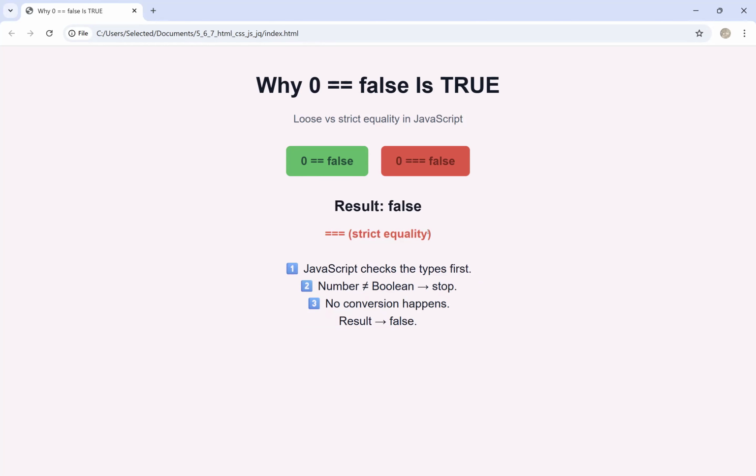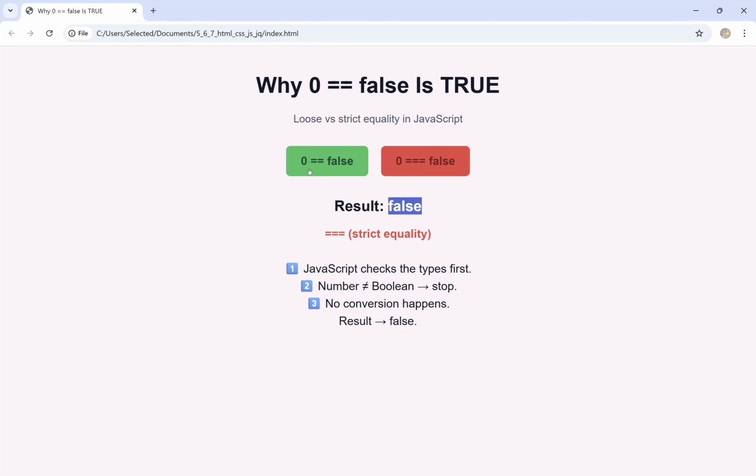However, with strict equality, which is the triple equal sign, we get false for that same 0 and false value. That's because JavaScript checks the data types first, and then it sees that 0 is actually a number and false is a Boolean. In that case, it'll stop checking and no conversion happens. It doesn't do the conversion, and that's why we get the result being false.